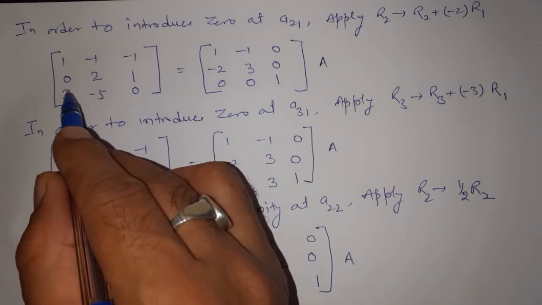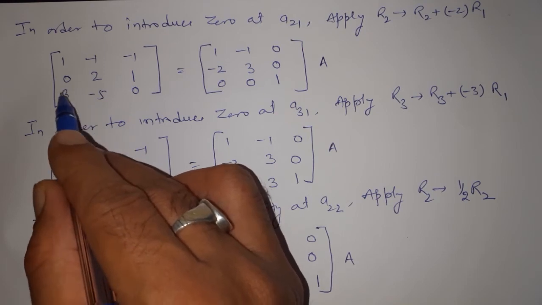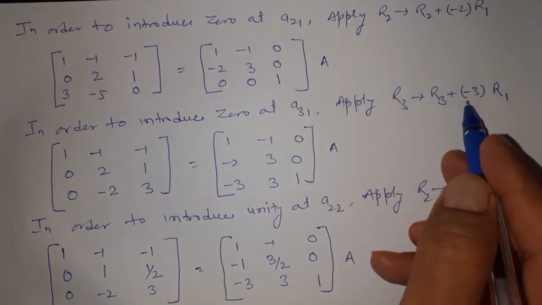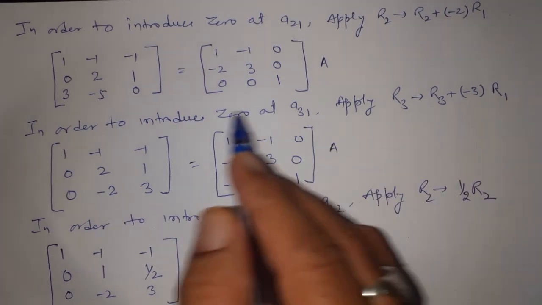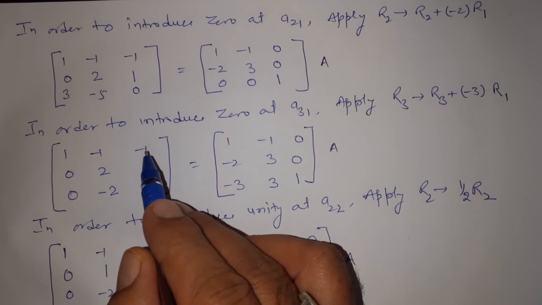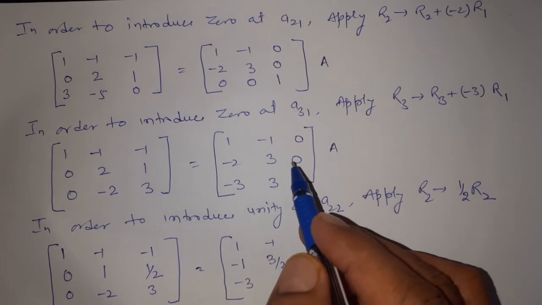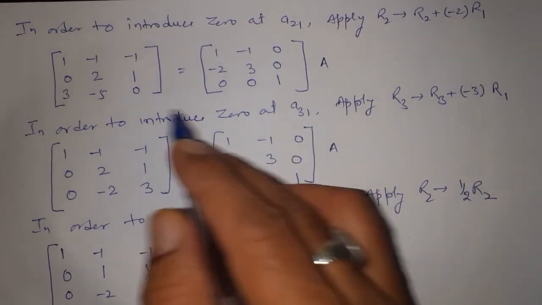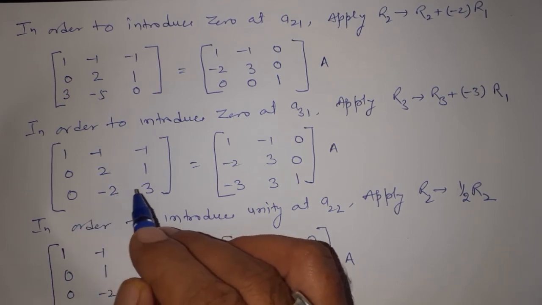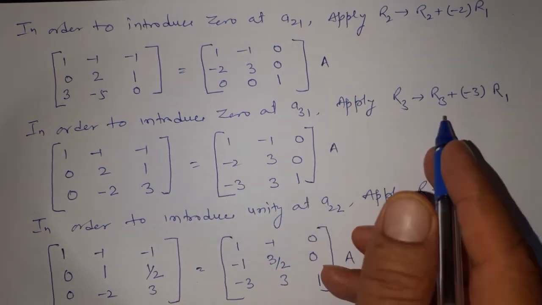Now we are going to introduce 0 at this position. This place is A31. So in order to introduce 0 at A31, we have to apply R3 tends to R3 plus minus 3 times of R1. If R3 is going to change, that means R1 and R2 will remain the same. So that is 1, minus 1, minus 1, 0, 2, 1 as it is. 1, minus 1, 0, minus 2, 3, 0 on the LHS and RHS. Now we apply the operation and this will become 0, this will become minus 2, this will become 3, this will become minus 3, this will become 3 and this will become 1 by applying this operation.